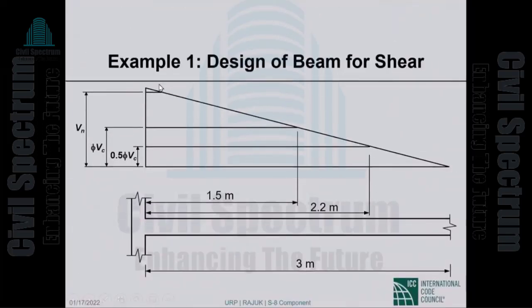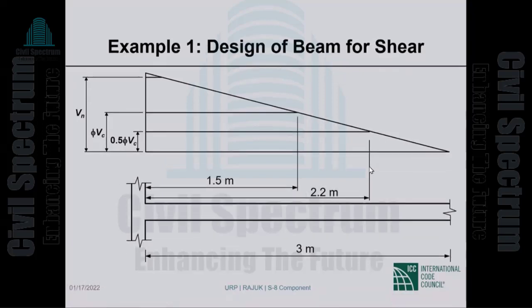So V sub U is 282 kilonewtons at d from the support face. The shear gets down to phi times V sub C at 1.5 meters from the support face. So beyond this point, theoretically, we do not need shear reinforcement, but practically we do, because you remember we cannot drop shear reinforcement unless shear drops below phi times V sub C by 2. That happens at 2.2 meters from the support face.